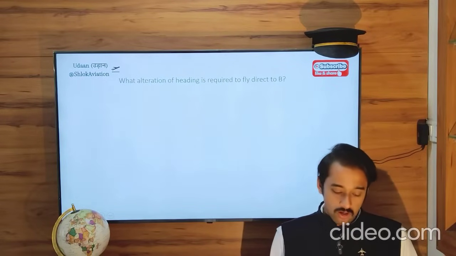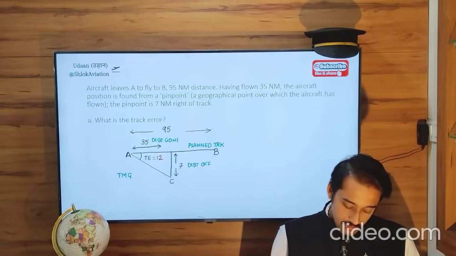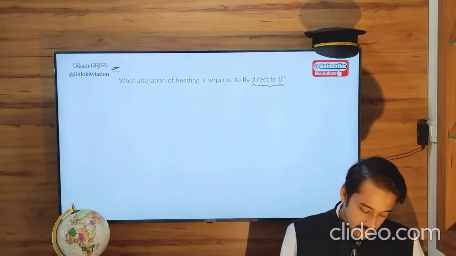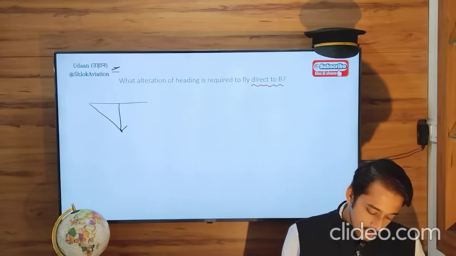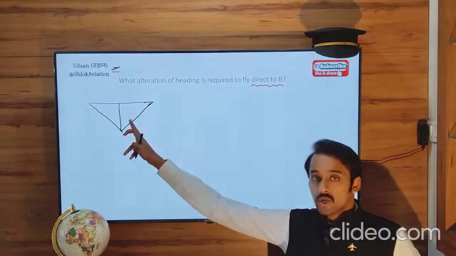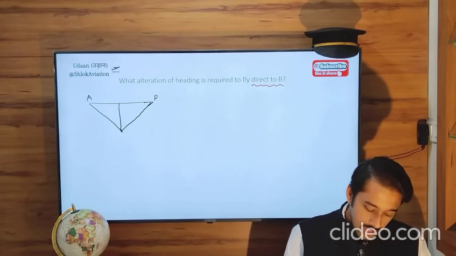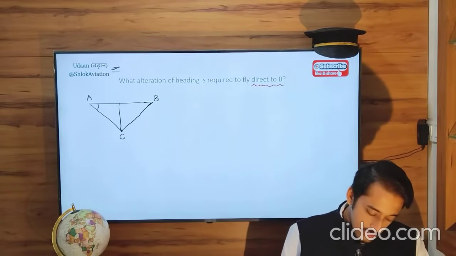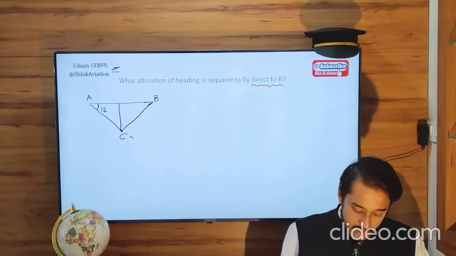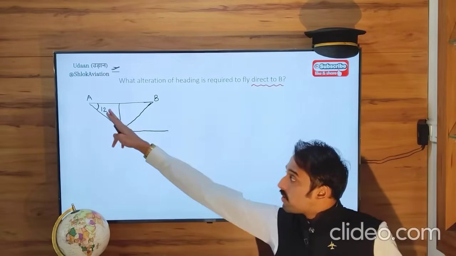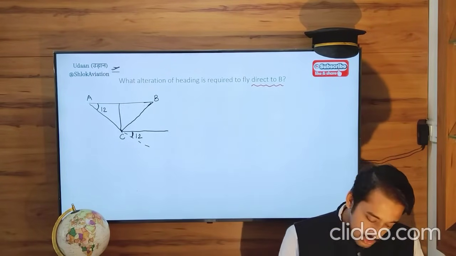Second part says what alteration of heading is required to fly directly to B. So now to do this, you will have to draw two triangles, 1 and 2. A, B and C. Now this is how much track error is 12 degree. So if this is 12 degree, this angle will also be 12 degree. Corresponding angles are equal. Now let's calculate this closing angle.